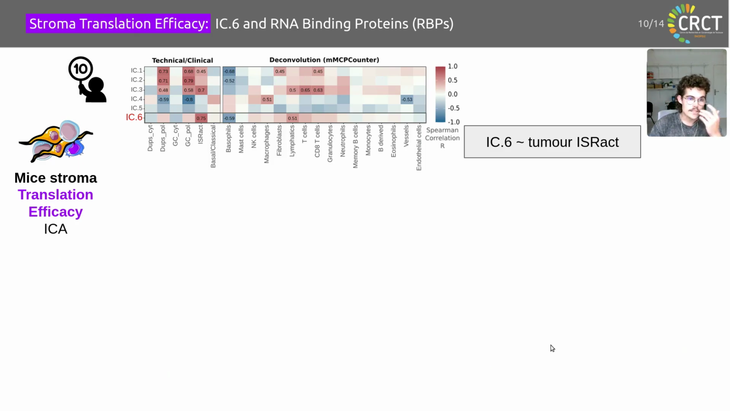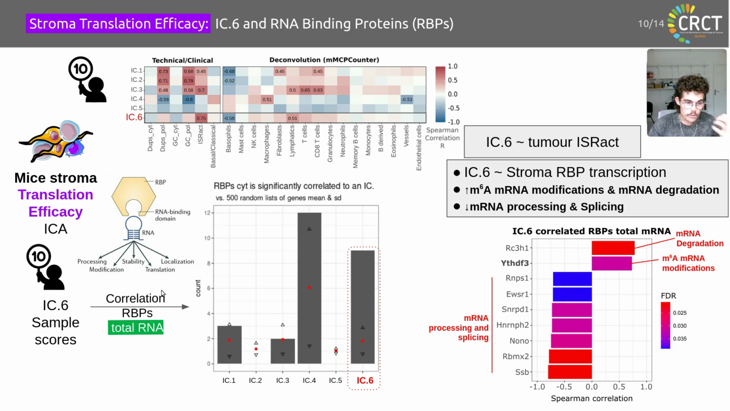When looking at the stroma translation efficacy, IC6 lands as the best component representing the tumor phenotype. And when analyzing the correlation of the components with the transcription levels of RNA binding proteins, or RBPs, the proteins that control the fate of mRNAs including translation, IC6 seems to be the only component that is specifically correlated with the level of these compared to randomly selected genes. In particular, positively with M6A mRNA modifications and mRNA degradation, and negatively with mRNA processing and splicing.